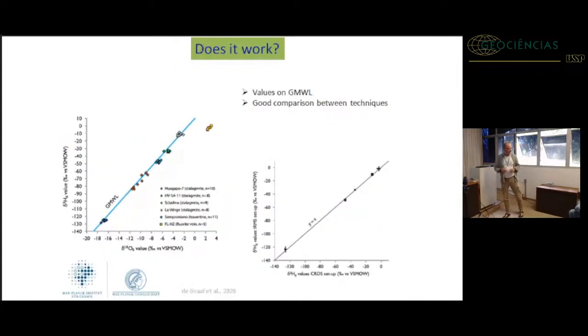So on the left we see a global meteoric waterline, and the dots on there are different speleothems from different places that we crushed. This is just to hammer home the point that when we do this, we are able to put stuff on the meteoric waterline, which means we don't screw up badly when we do this analysis. This is an important point to make, right?